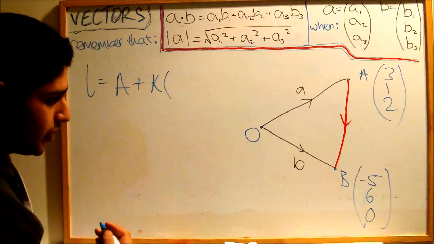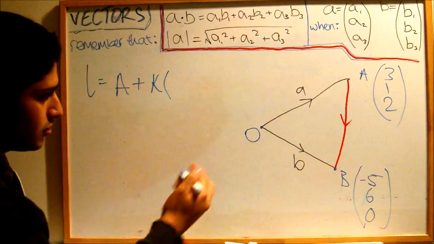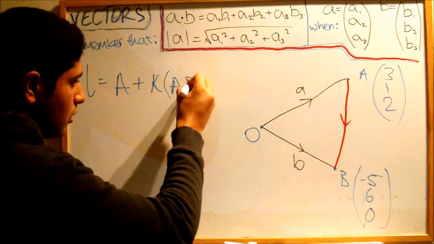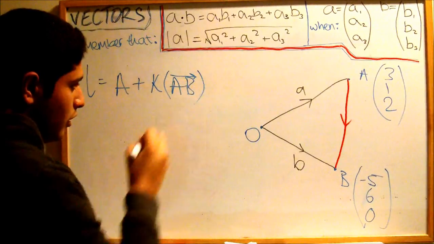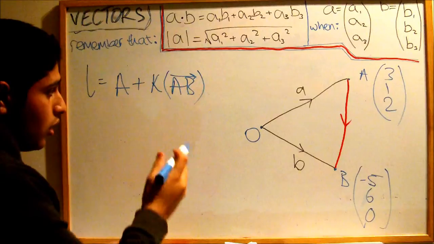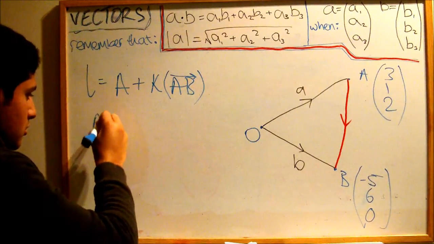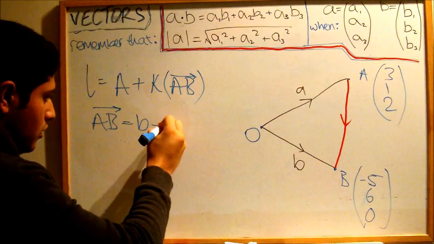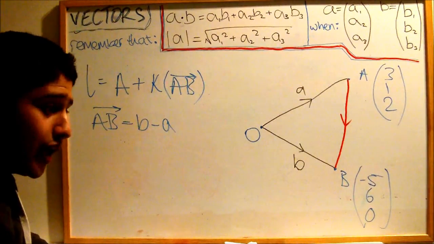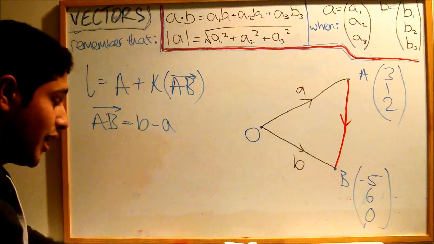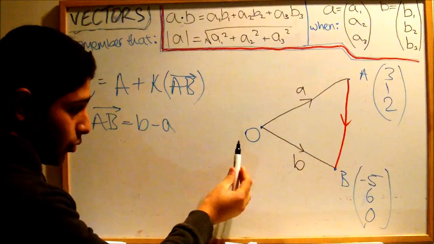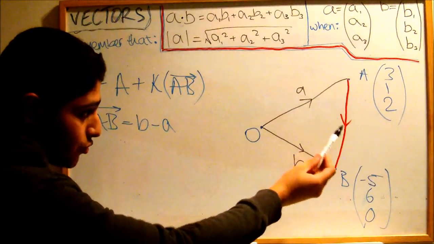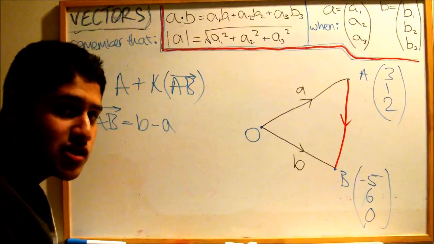And so the direction vector is, in this case, between A and B, so it can be written like this: k lots of A to B. Now A to B is in fact equal to B minus A, and I'm just going to show you quickly how we get that. So if we look at the diagram here, we've got an origin which is point 0, 0, 0, we've got point A (3, 1, 2), and point B (5, 6, 0).